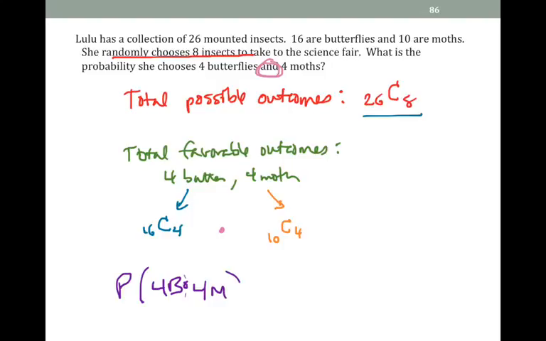So we'd say the probability of 4 butterflies and 4 moths is 16 choose 4 times 10 choose 4, that's the butterflies and the moths, divided by the total possible, 26 choose 8. If I work that out in my calculator, I got 0.24. Hopefully you get the same thing.